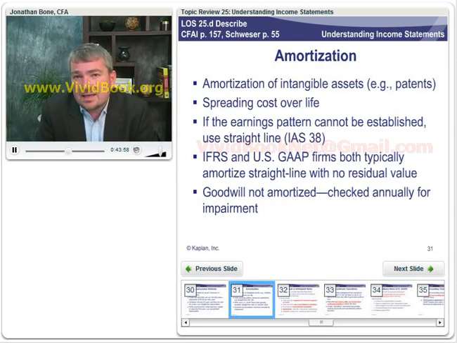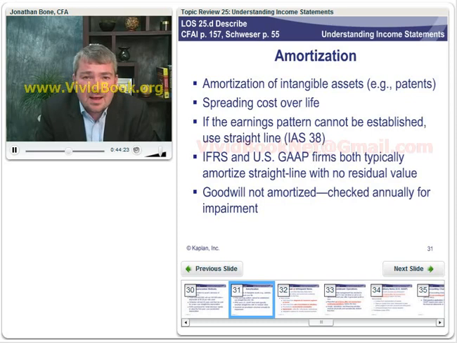Now, if we don't know the earnings pattern of the asset, then international accounting standards say use straight line. And of course this is very typical. Both IFRS and US GAAP firms will typically use straight line amortization, assuming zero salvage value. So essentially just cost divided by the asset's useful economic life.